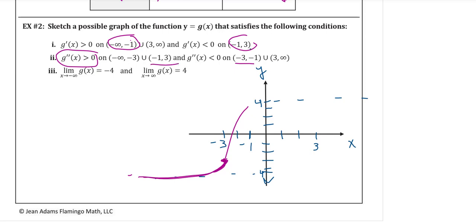I also know that at 3 I am going to have a relative min for the same reason. I'm positive between 3 and infinity, but negative before that. So this function is going to come down kind of like this. It's concave down, and then it switches over to concave up here like that. So that's a rough sketch of our graph using all the information given.